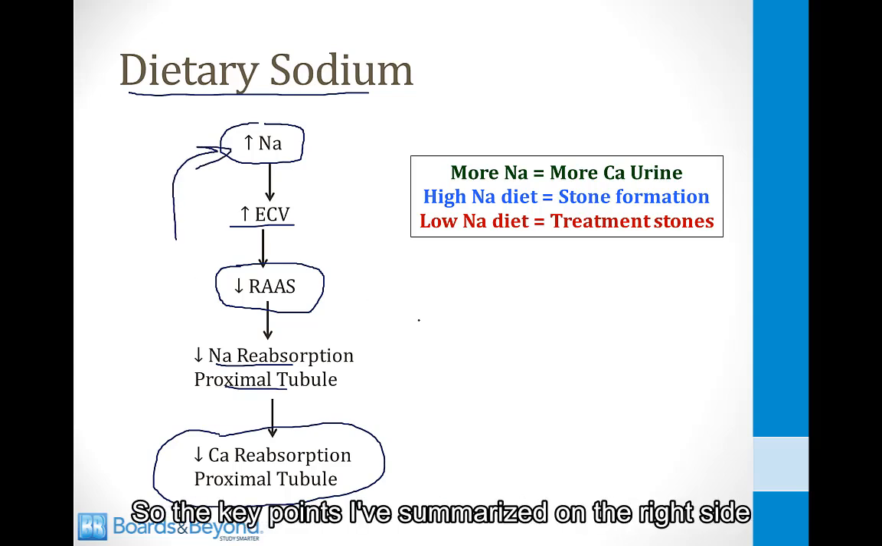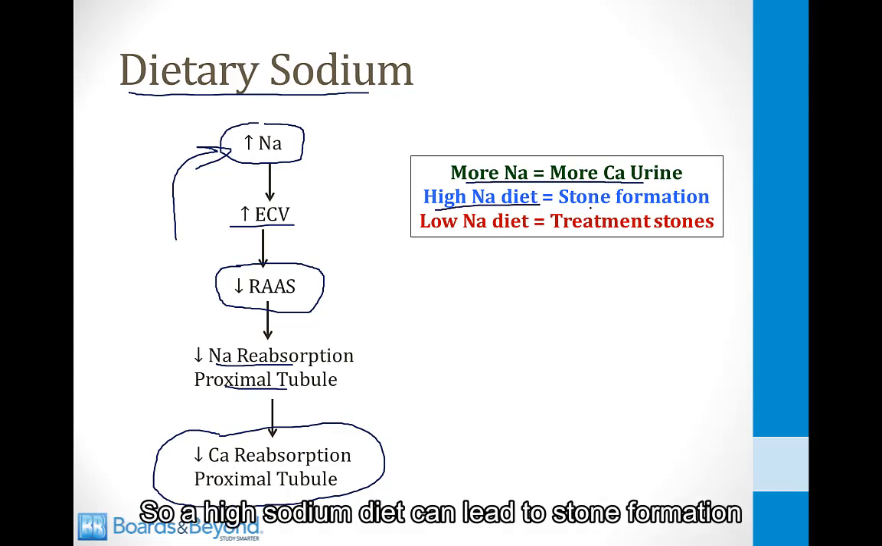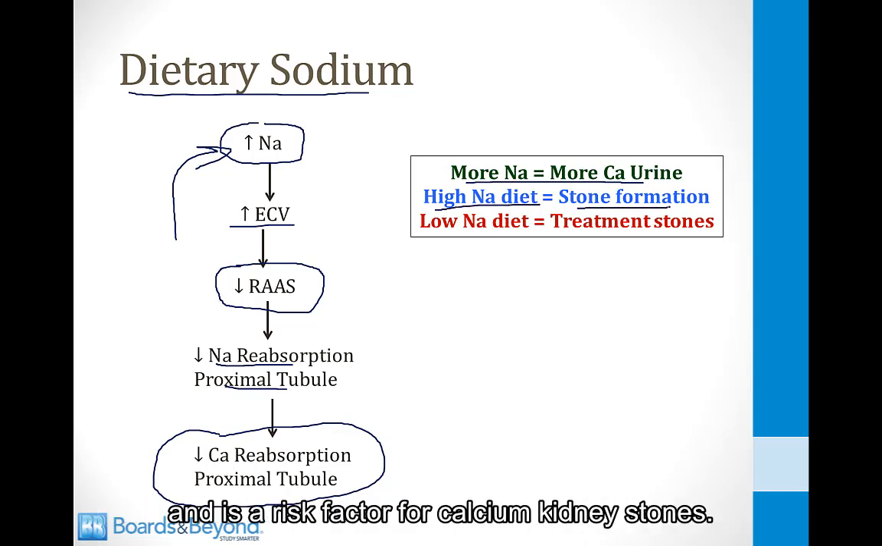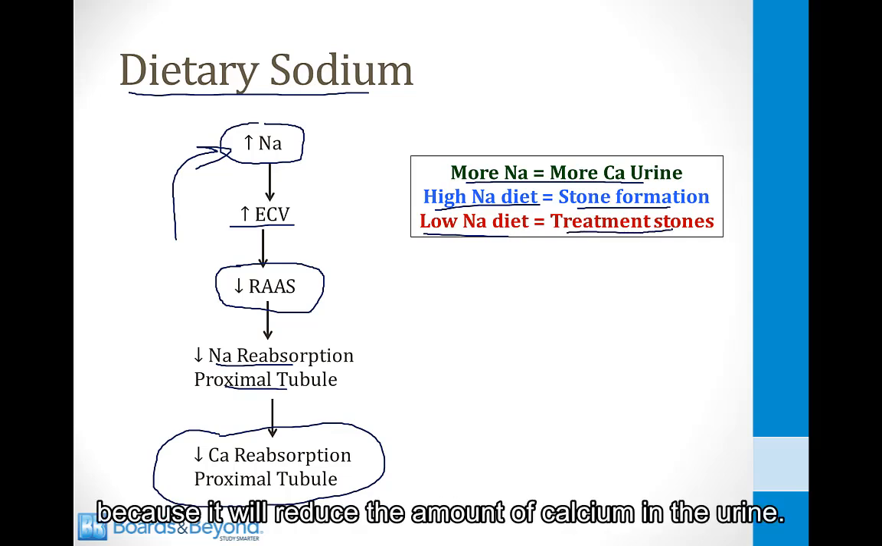So the key points I've summarized on the right side of this slide. More sodium in the diet equals more calcium in the urine. So a high sodium diet can lead to stone formation and is a risk factor for calcium kidney stones. A low sodium diet is a potential treatment option for calcium kidney stones because it will reduce the amount of calcium in the urine.